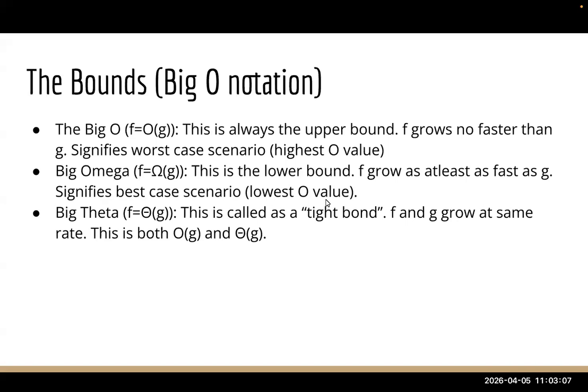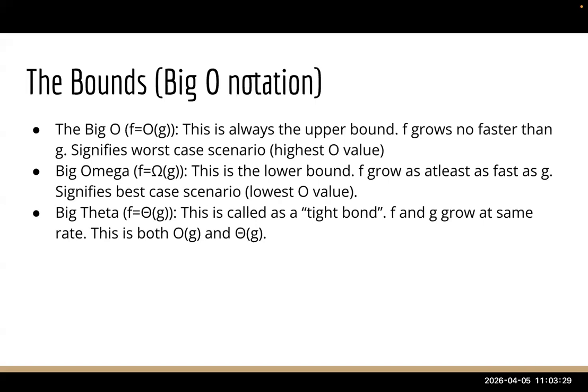What's big O notation? The big bounds. So the big O is represented as O of g, where g is any function. This is always the upper bound value of a function, and f grows no faster than g. And it signifies worst case scenarios since it's always the highest O value.